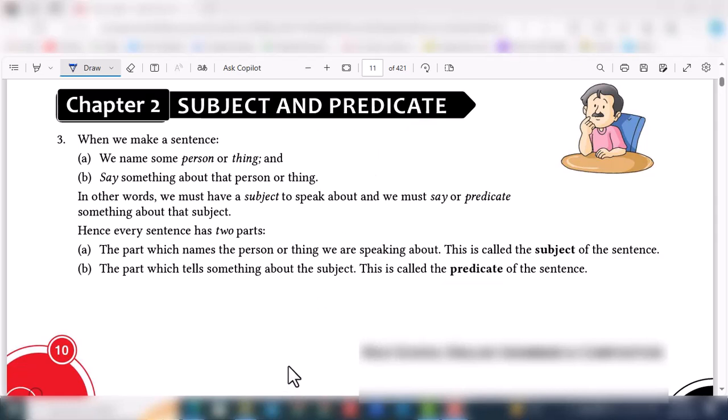When we make a sentence, we name a person or thing and say something about that person or thing. These are the two ideas and two tips for identifying the subject and predicate. In other words, we must have a subject to speak about, and our predicate says something about that subject. Hence every sentence has two parts. The first part is the subject, the part which names the person or thing we are speaking about, and the part which tells something about the subject is called the predicate.